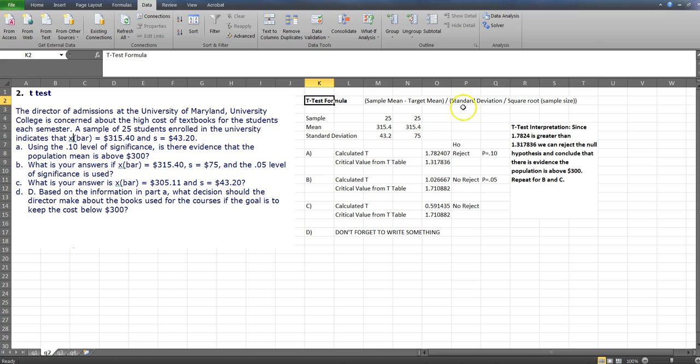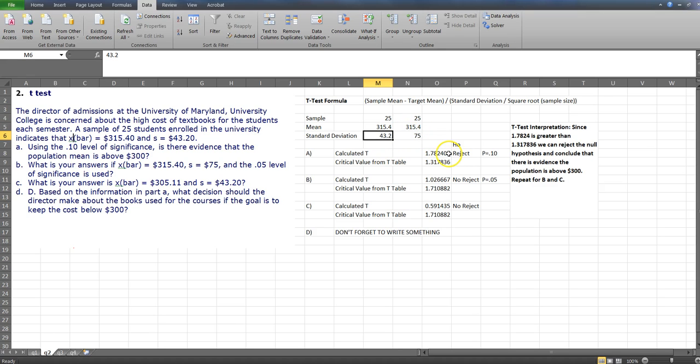And note here the order of operations. You're going to have to compute this bottom part, the denominator, first to get the square root of the sample size, and then have the standard deviation divided by that before you divide the difference between the sample and the target mean. So it helps to pull your numbers out of the problem, which I did here. So I got my sample here, I've got my means, and I got my standard deviations.